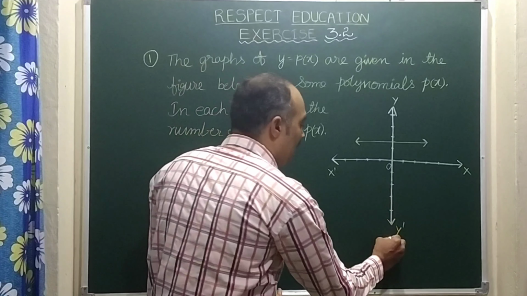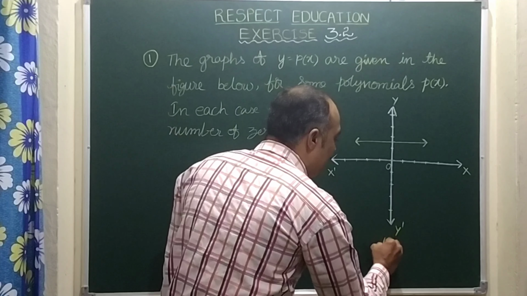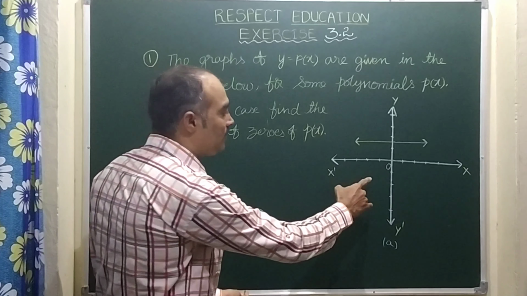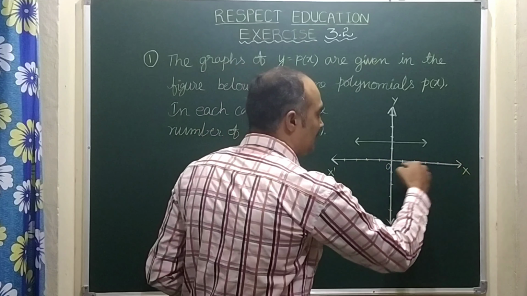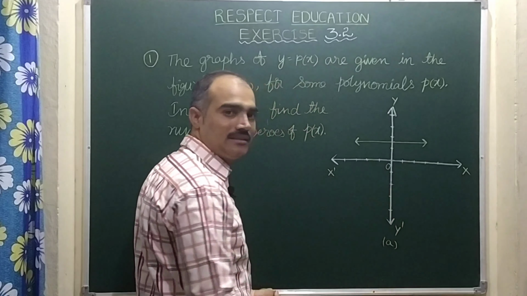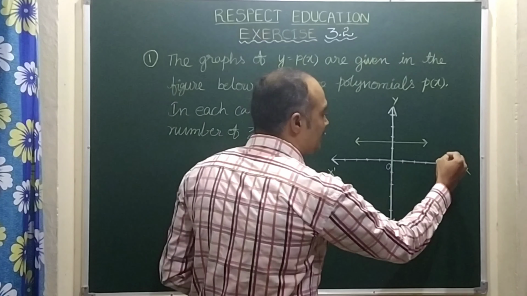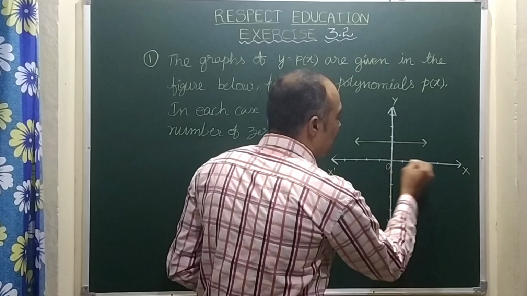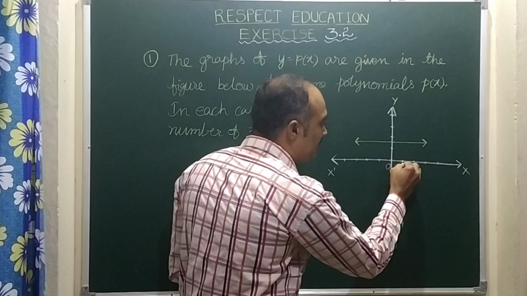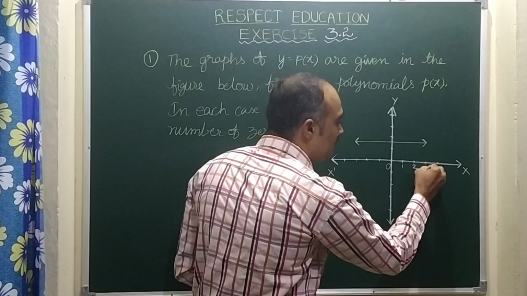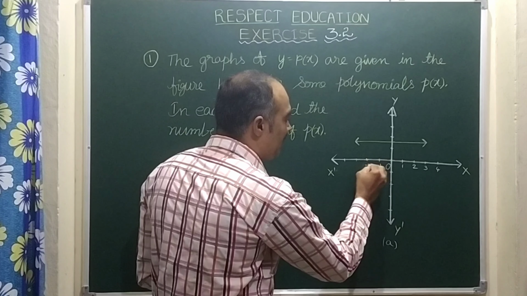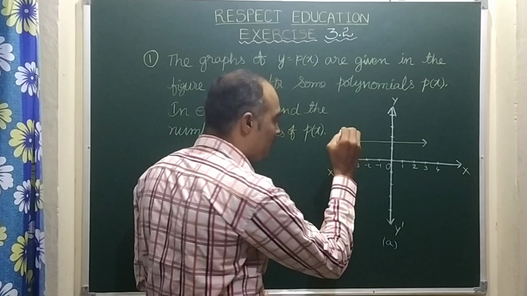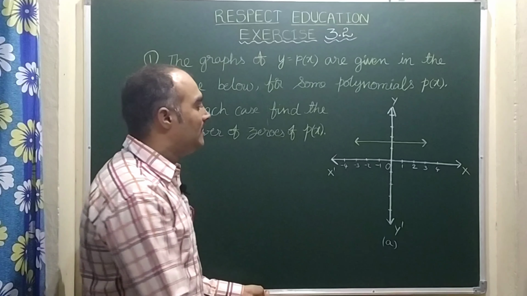See here, I have drawn figure A. This is the graph given for us, children. Here you see this is called the x-axis and this is the y-axis. On this x-axis, if you take the points, this is 0, this is 1, 2, 3, 4, and this is minus 1, minus 2, minus 3, minus 4.